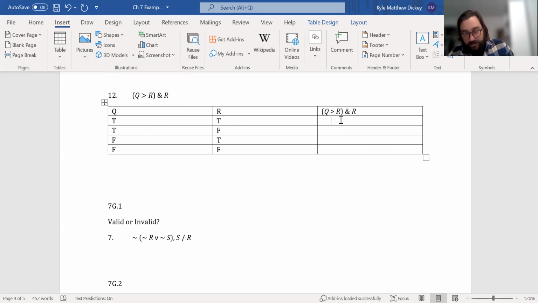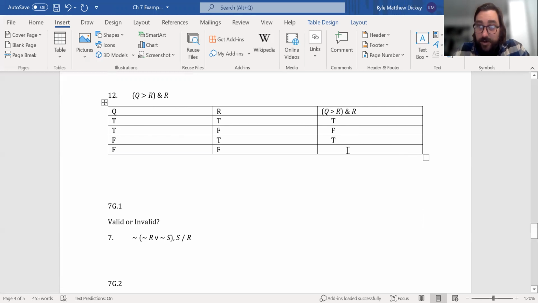Remember, a conditional is true just in case the antecedent is false, or the consequent is true. The only case in which that doesn't happen is when the antecedent is true and the consequent is false. So for Q and R, this one's true, true, so true. This is the true, false one, so that one's going to be false. This next one is false, true, so that's going to be true.